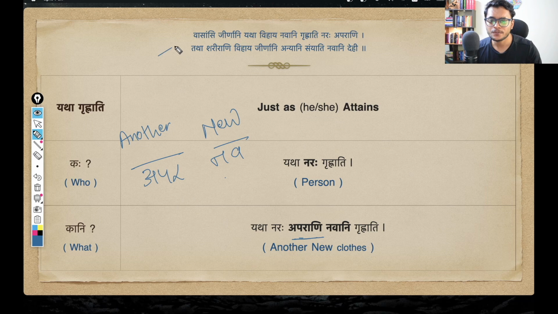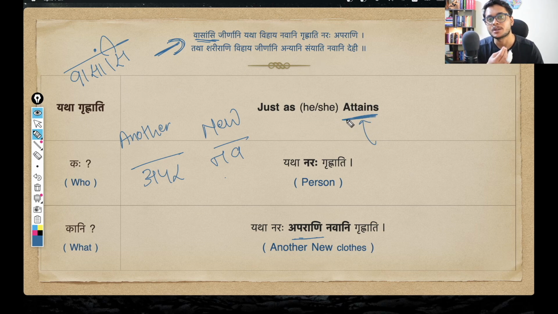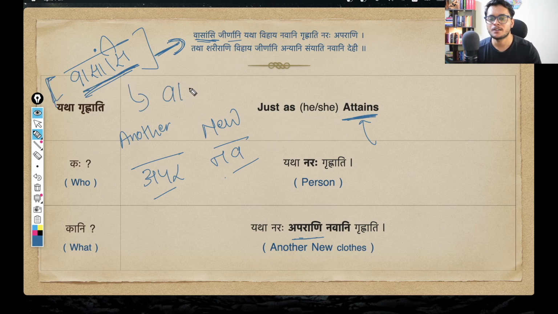And now you see, for the first line, you have this vasamsi. When we decode, due to the structure of the sentence, this vasamsi will come later in the next step. But for this very first line and for this kriya, attains, the main namapada, the main karma, the main object is this vasamsi. Let us understand this word also, because this is the main namapada. And all these, apara, nava, jirnani, are just adjectives of this main namapada.